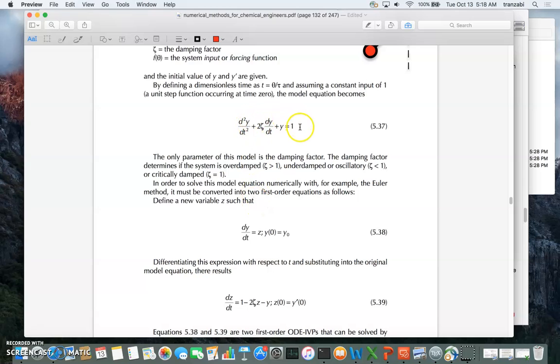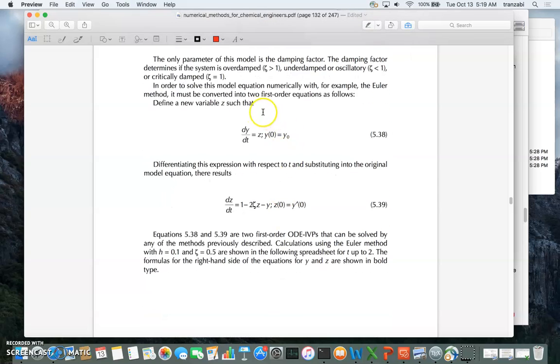Okay, and I move the rest of it to the right side, so the right side becomes 1 minus 2 zeta times dy dt, which is z, so here's 2 zeta, or 2c, times z, and then minus y, so here's minus y. Okay, now I have two equations to solve for, 1 and 2. Looks like a system. I have to solve for y and z.